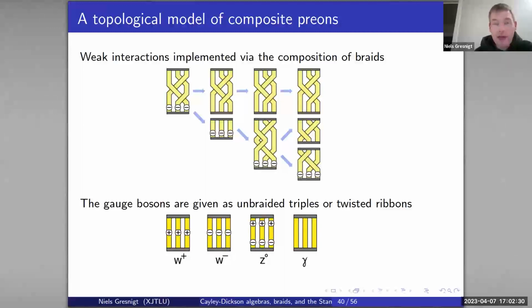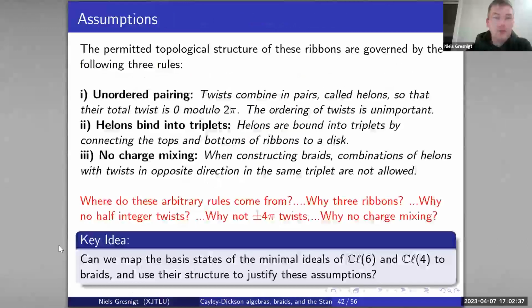So I started to think about how could I possibly connect this to all this really interesting division algebra stuff. I'm going to skip this. And so I started looking at what are the assumptions that go into this topological model. And there's basically three main assumptions. And that is that the twists on a ribbon, each ribbon that's twisted, Sundance calls them helons, you can only have a twist of either 0 or plus or minus 2 pi. So there's no other twisting seems to be allowed. So you're not allowed like a 4 pi twist.